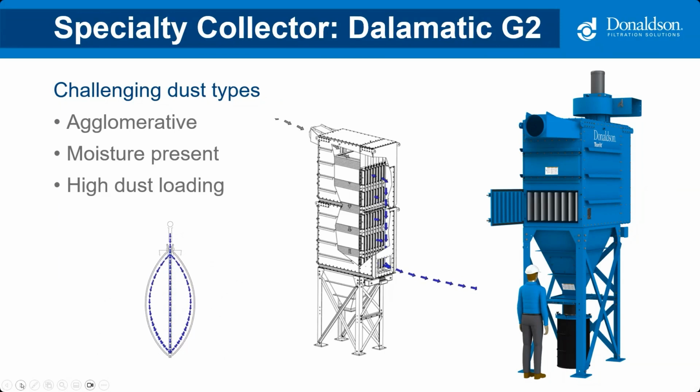The Dalmatic also has a really true downward airflow pattern. So this helps if you have a lot of light or fine dusts. It gets it into the hopper before the air exits. This is a pulse jet collector, so it does use plant air.